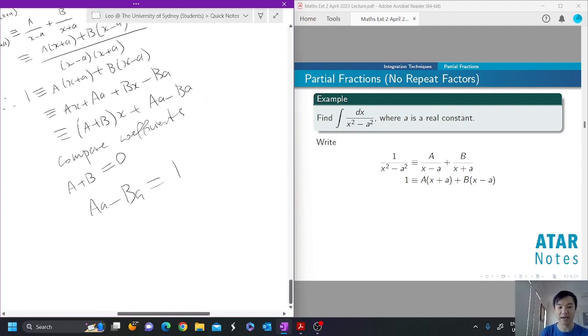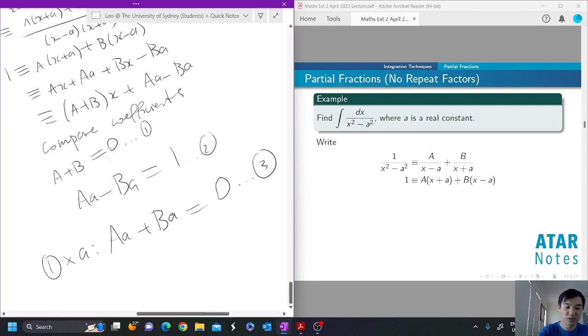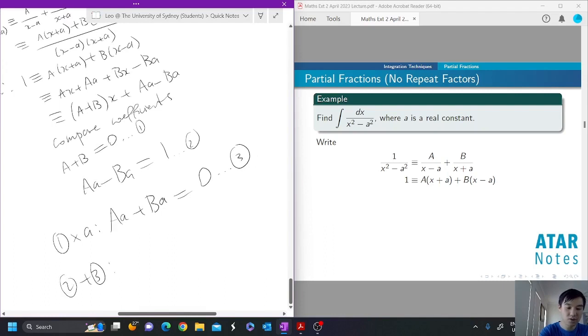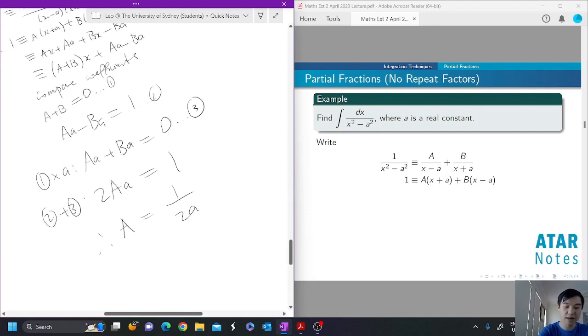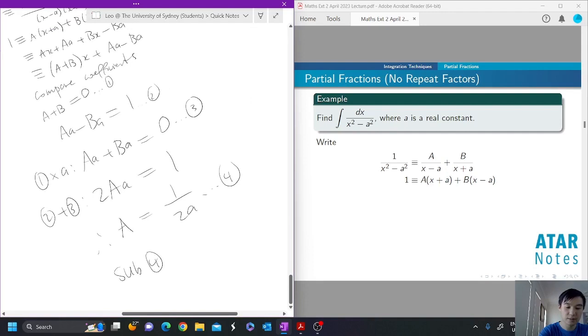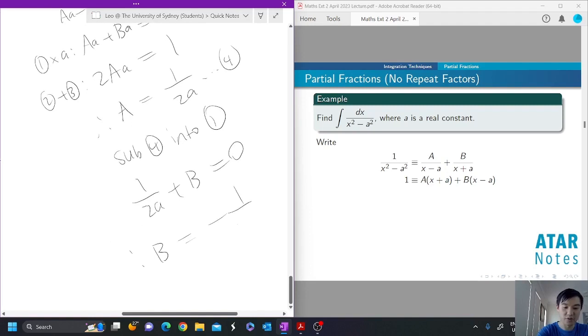So now we can just make A and B the subject. We can solve these two equations simultaneously. For equation 1, I can multiply that by a, so I get Aa + Ba is equal to 0. Now I can just add these two equations together. So I can say 2Aa is equal to 1, so therefore A must be equal to 1 over 2a. And therefore I can plug this back into equation 1. So I can say that 1 over 2a plus B is equal to 0. So therefore B is equal to negative 1 over 2a.